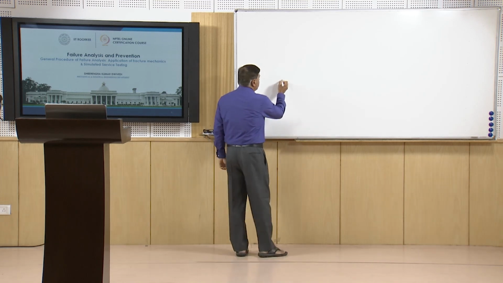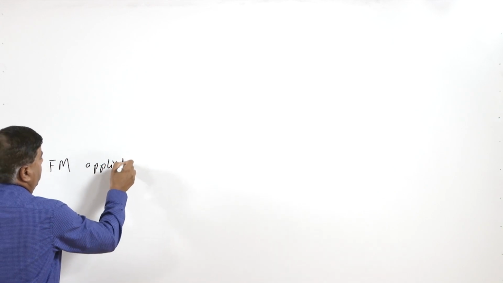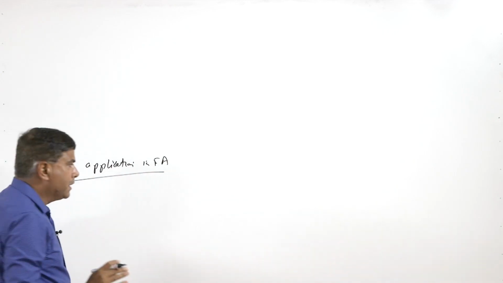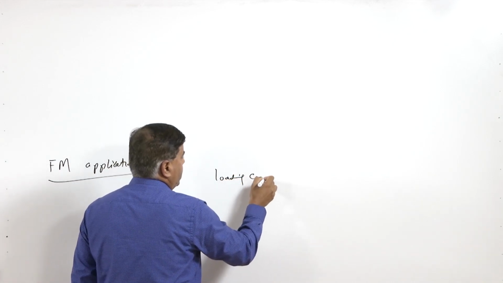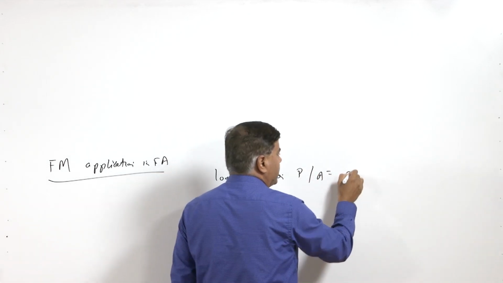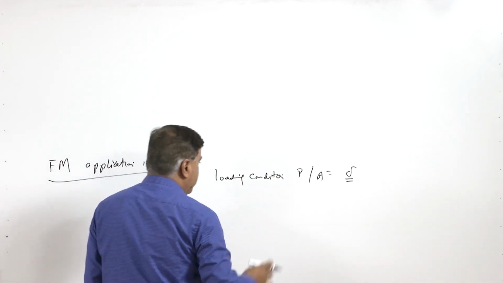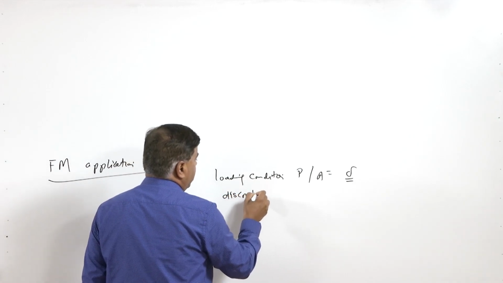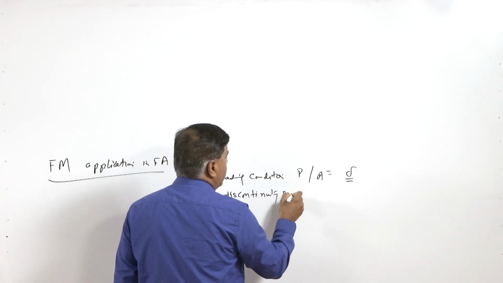So, here we look at the fracture mechanics application in failure analysis. Fracture mechanics, you know, relates to the loading conditions. From the load and the cross sectional area we get the service stress, or the stresses which are being applied in the component. Then NDT and macroscopy help in identifying the discontinuity size.